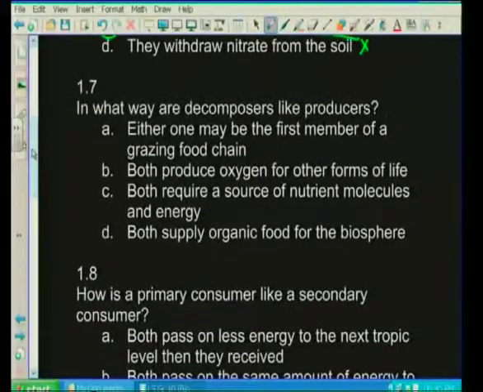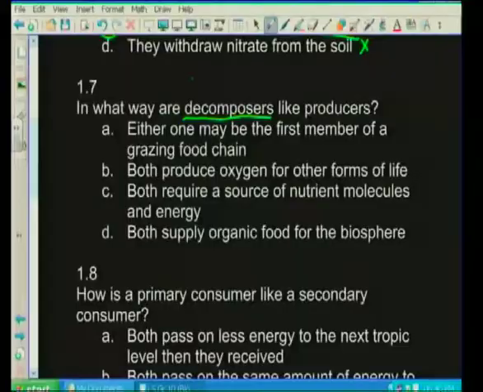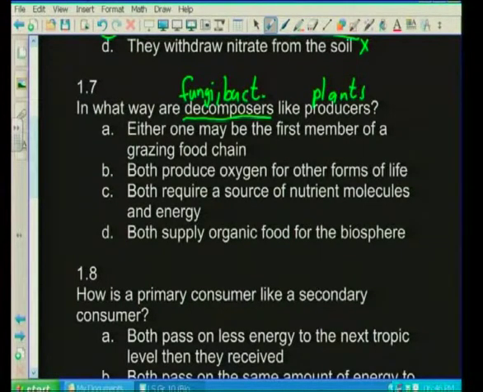Right, 1.7. In what way are decomposers like producers? Now, a decomposer is when dead plant and animal matter needs to be decayed and decomposed and returned back into the soil. And our decomposers are things like fungi and bacteria. Now remember, producers are plants. So another question is, in what way are they the same? Okay, it says now either one may be first member of a grazing food chain. We know that producers are only on the first link.